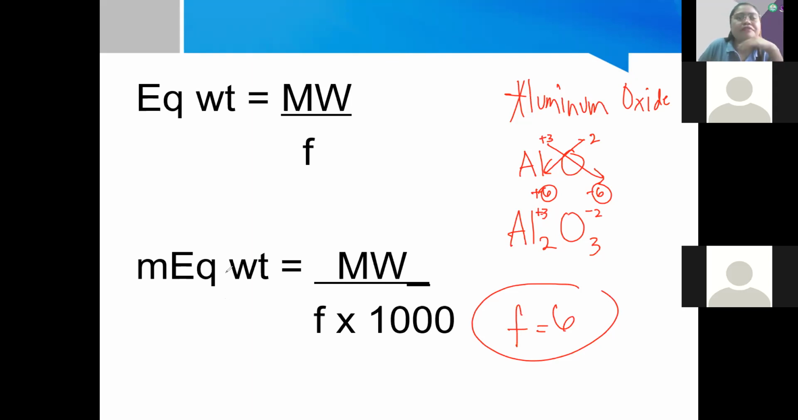Magiging positive 5 lang yan si chlorine if most of the time nasa oxoacid siya. Like HClO4. Ayan. Kapag hindi siya sa gitna, again, if hindi nasa gitna si chlorine, yung charge niya, negative 1 talaga yan siya. Again, negative 1.